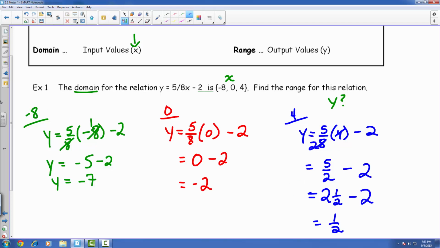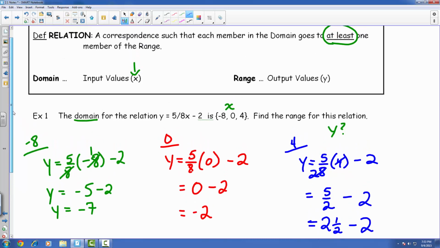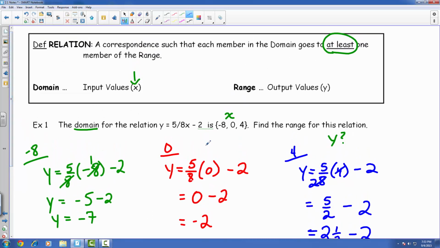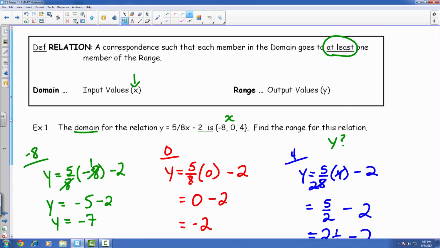So again, a relation is simply a bond between x's and y's. You can plug in different x's and get some different y's. That's very important to notice, especially because it's going to be very different from a definition we're about to cover in a moment, the function definition. But again, that is example 1 from our 2.1 set of notes.